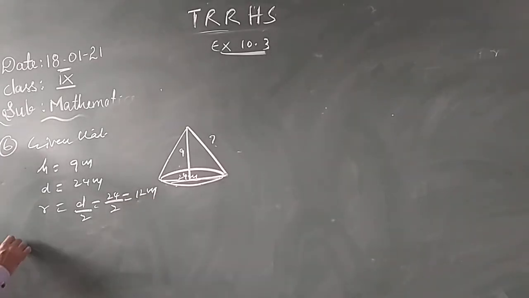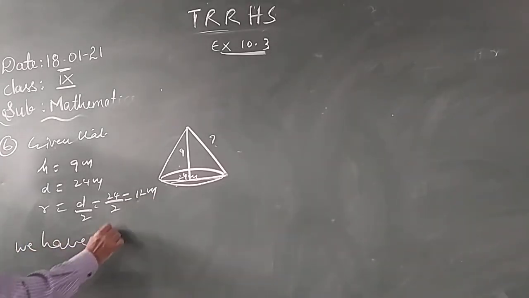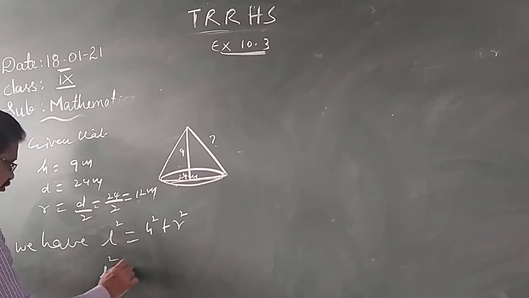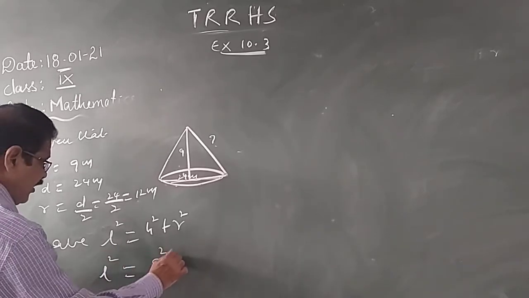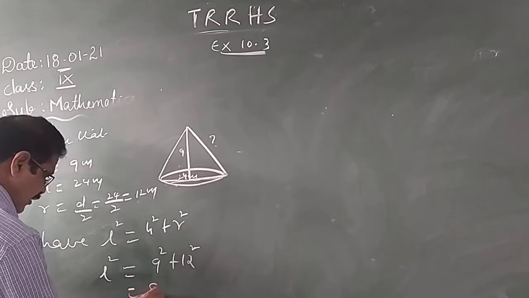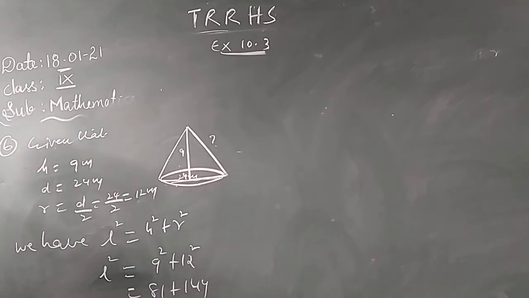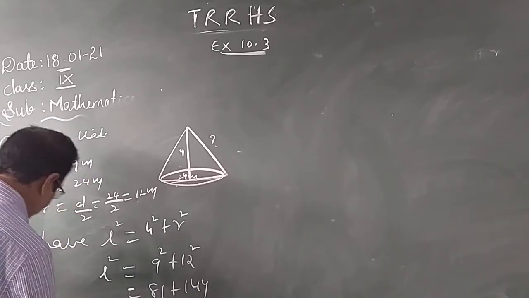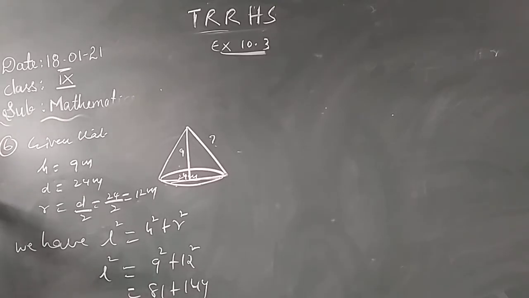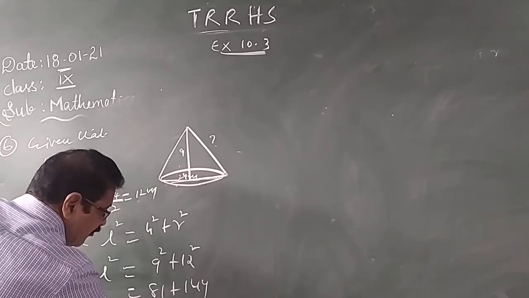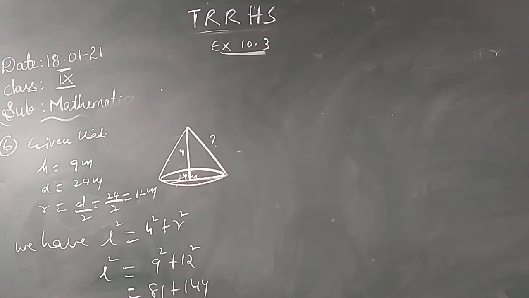What is the slant height? So we have L squared equal to h squared plus r squared. L squared equals h is 9 squared plus 12 squared. 81, 12 squared is 144. So 144 plus 81 is 225. So L squared equals 225. L is equal to the square root of 225, 15 meters.